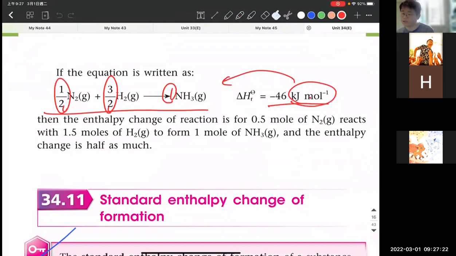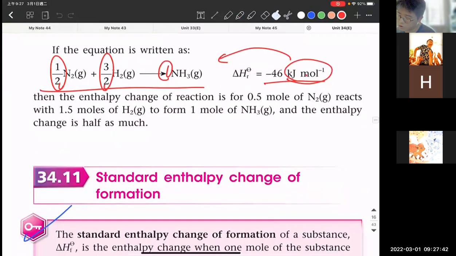Now, remember, the enthalpy terms will have that very special significance when you take a look at the multiple or division of the whole equations. The enthalpy change will be adjusted accordingly. Any questions so far?